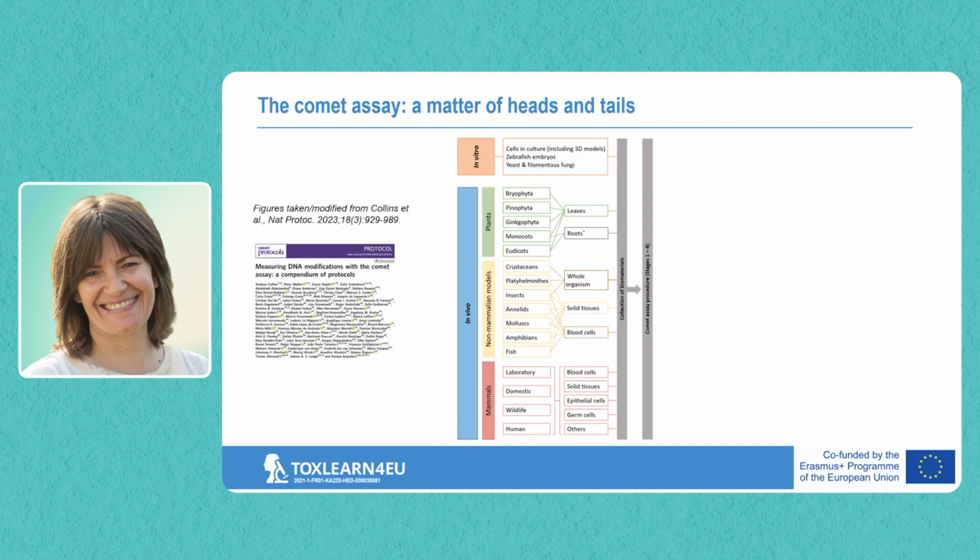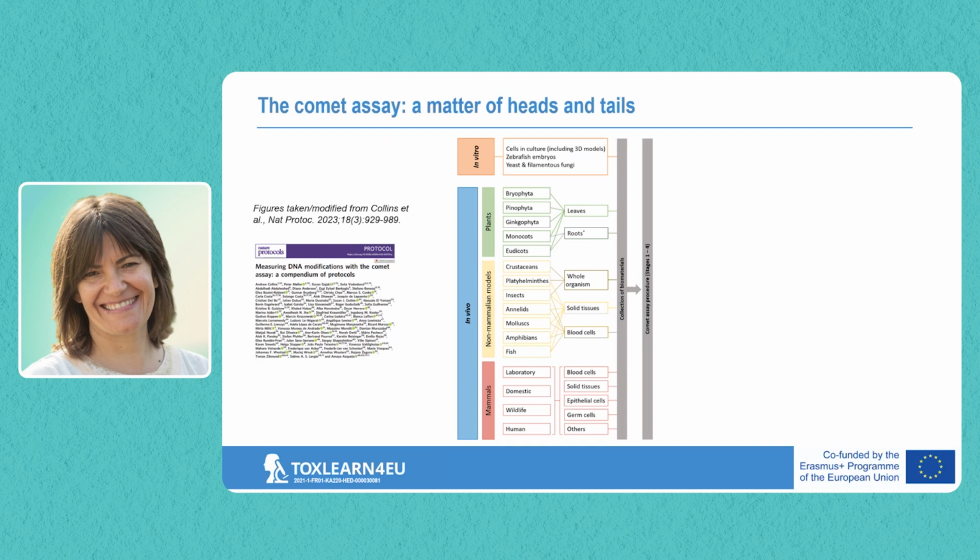At the beginning of this year, we published this paper in Nature Protocols, and the title is Measuring DNA Modifications with the Comet Assay, a compendium of protocols. It means that there are many different protocols to perform the Comet Assay. And one of the reasons is because you can apply it to many different types of samples.